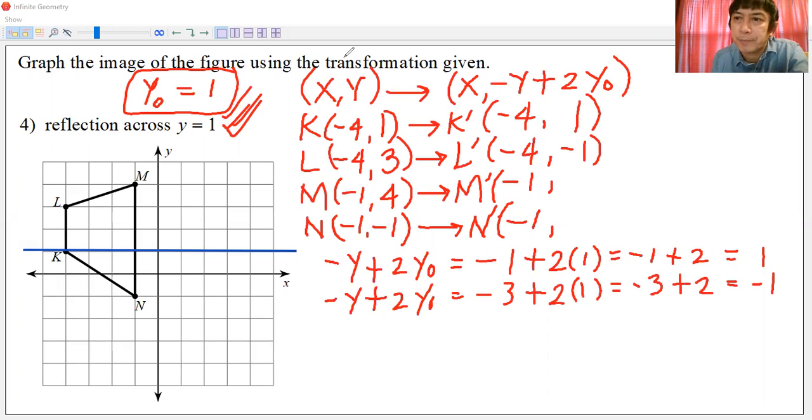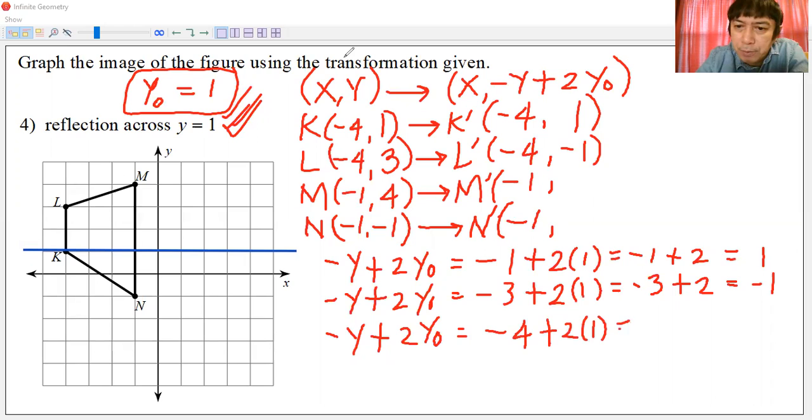Okay, next, M prime. All right, the same formula, negative y plus 2 times y sub 0. We're now doing the y. This time our y is 4. So this means negative of 4. Okay, plus 2 times 1, we have negative 4 plus 2, negative 2. Okay, that will be it for there.